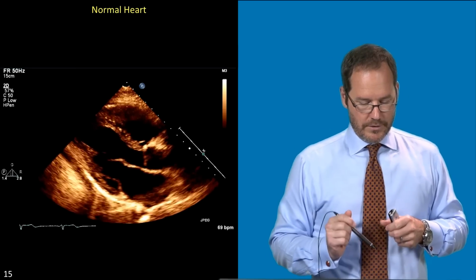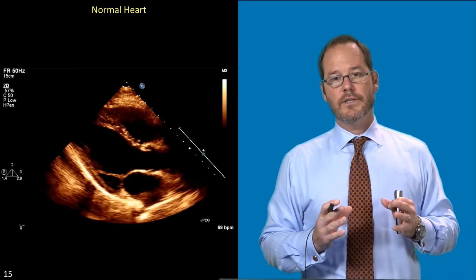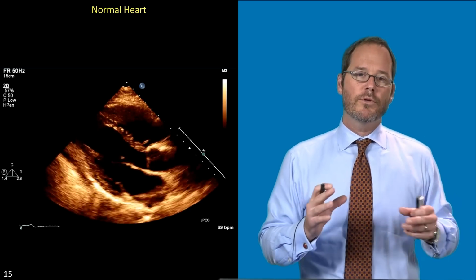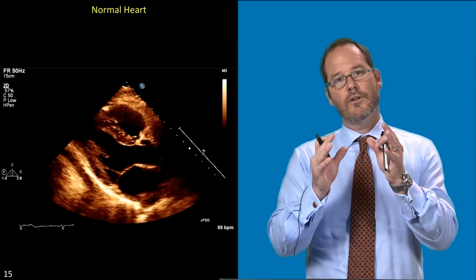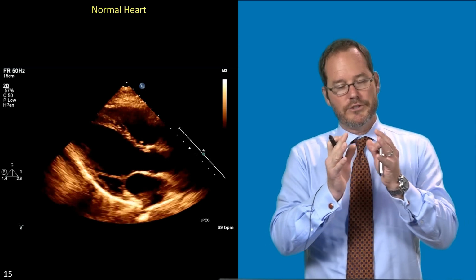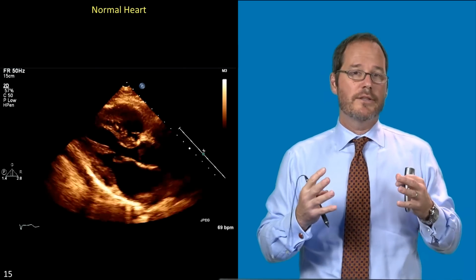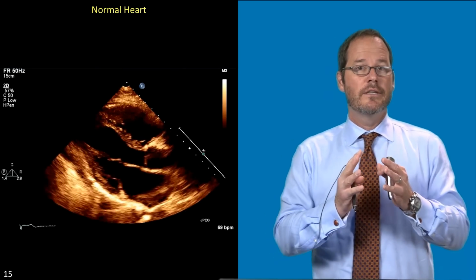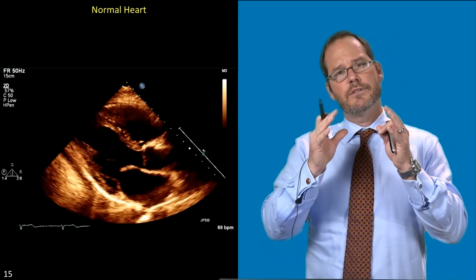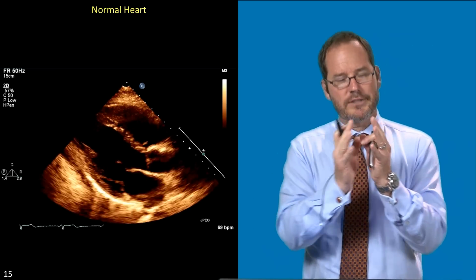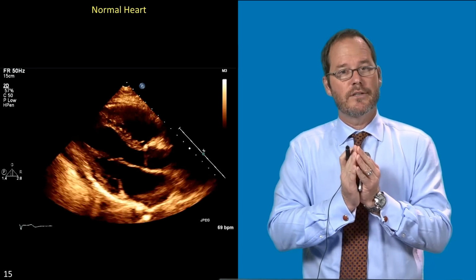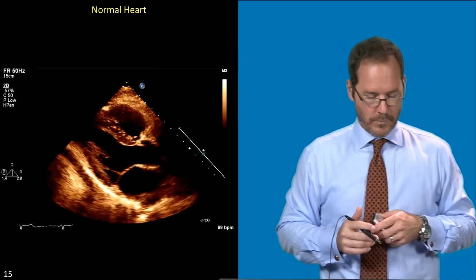You can see the mitral valve opening during diastole and the aortic valve opening during systole. An important thing to notice here is how well the left ventricle is contracting. The normal ejection fraction, which is the fraction of blood that's ejected from the heart with each beat, is approximately 60%. It's not physiologically possible to eject every single drop of blood from the heart and have an ejection fraction of 100%. 60% is about normal.